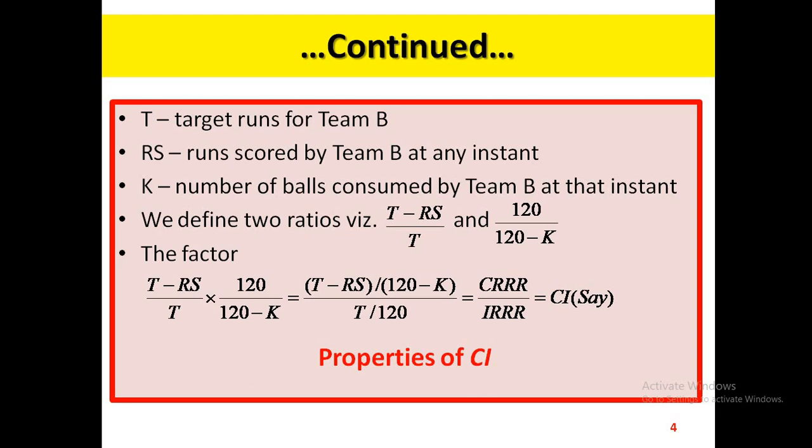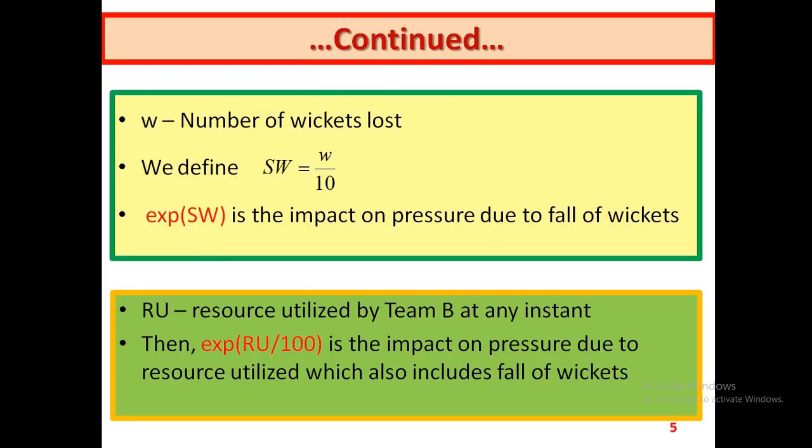Now after a few overs, if the current required run rate is more than the initial required run rate, then the value of CI goes more than 1. And if the current required run rate is less than the initial required run rate, the value of CI is less than 1, which indicates that the team is able to achieve a better run rate than what is required for them. And so the pressure for the team batting second will definitely be less. So let us call it X.